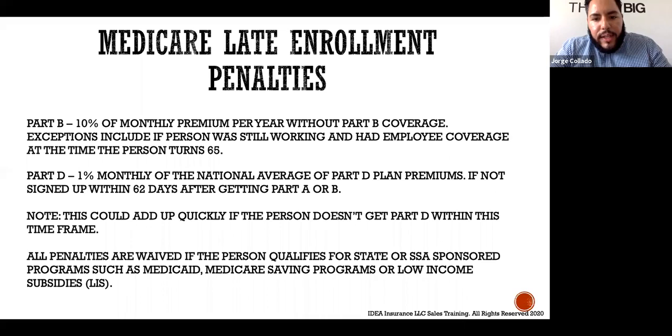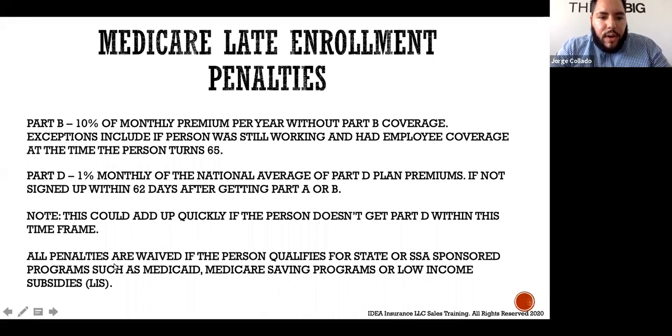This could add up quickly if the person doesn't get Part D within this time frame. So really important, whoever is new to Medicare, they need to get D, either through an Advantage plan or through a standalone Part D plan. Otherwise, when they join one plan, they're going to get penalized.